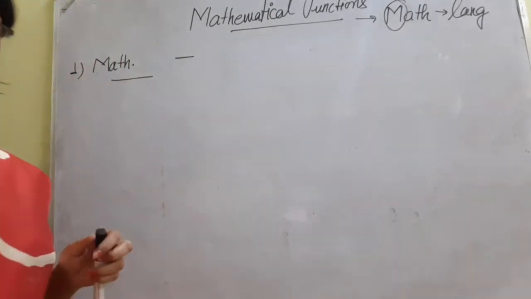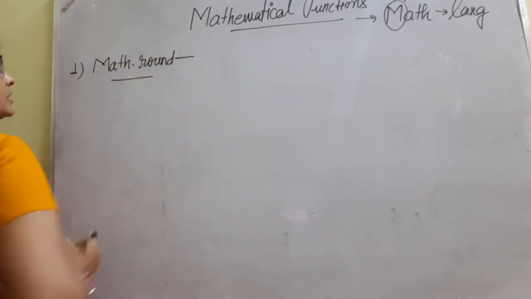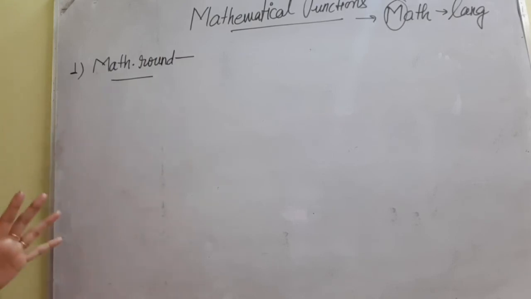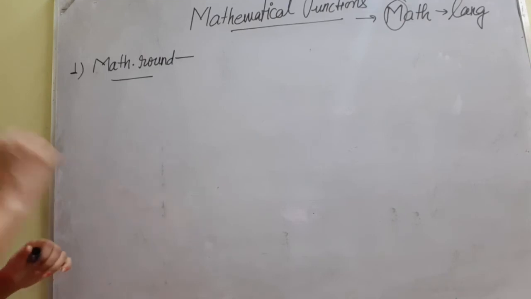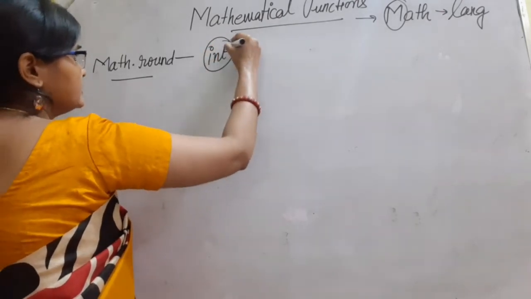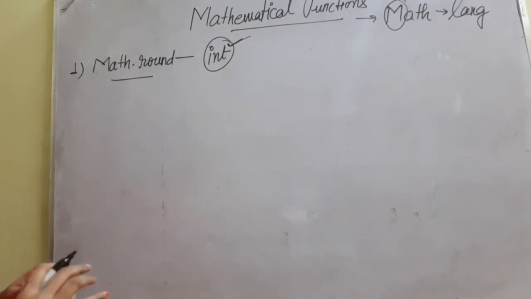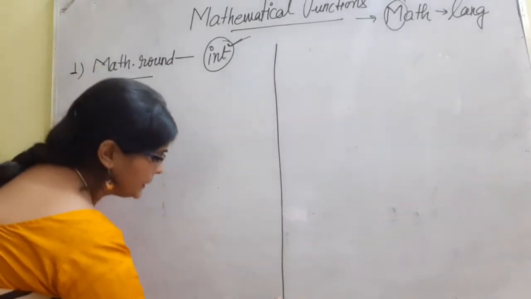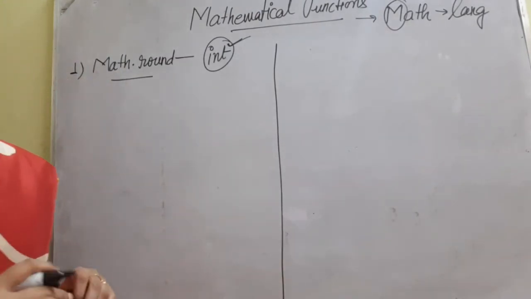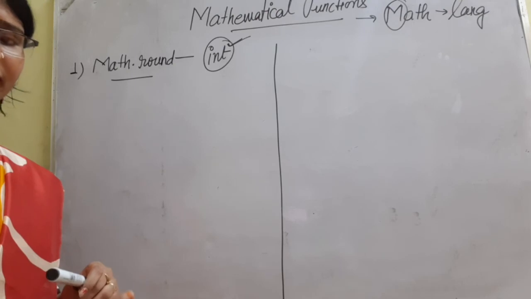Now Math.round. It is clear by the name, round, but it will give you the function output in integer. I have circled this because I have to tell one more thing about it. The Math.round function, by the name, looks like it gives a decimal value because of round, but the return type is integer, so never be confused.